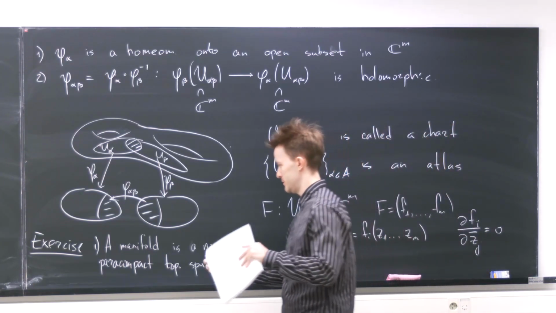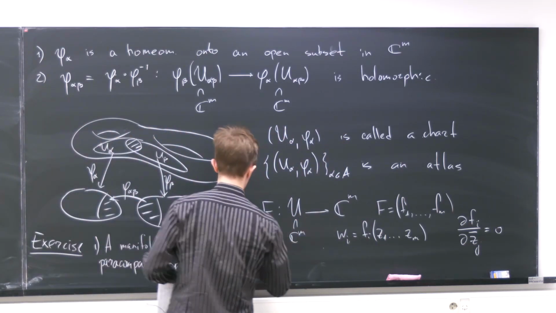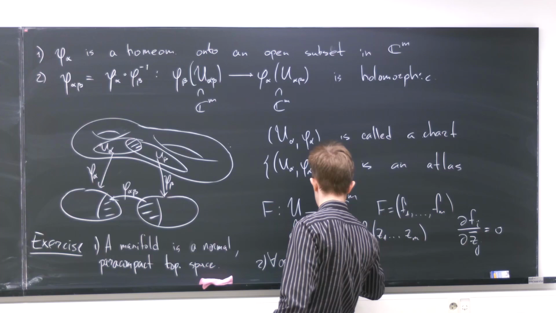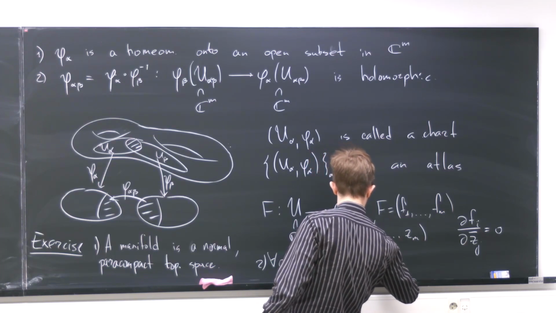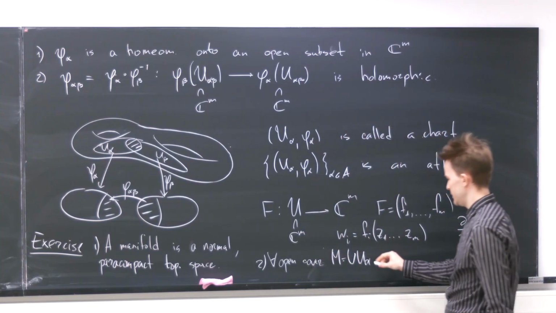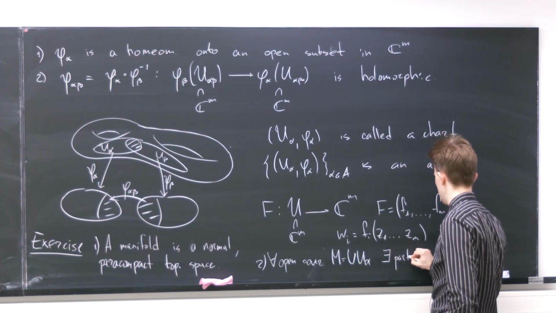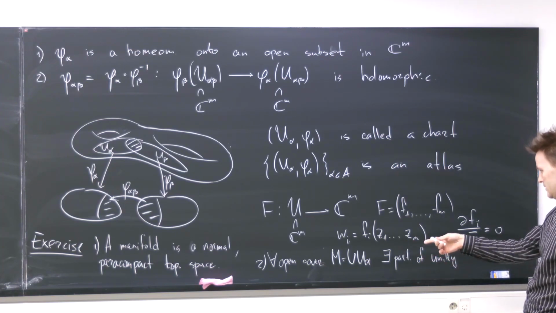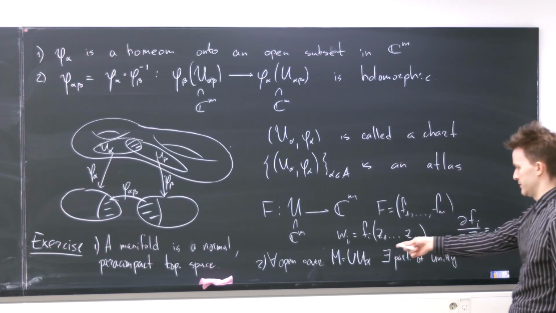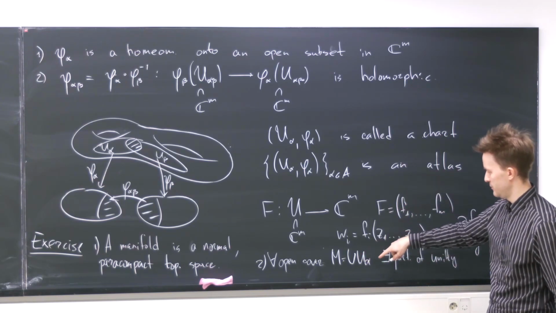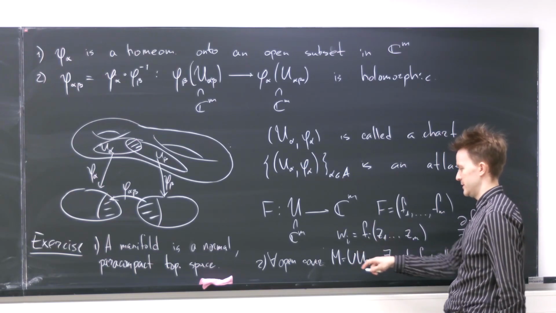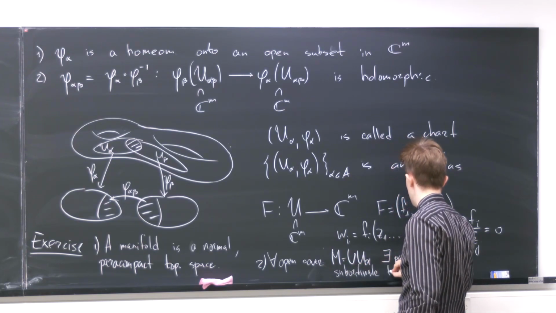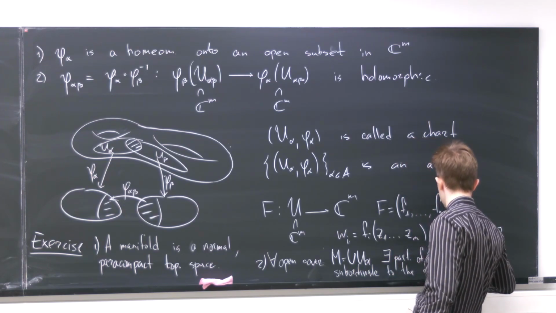So everybody is familiar with these notions, so maybe the second part of the exercise is to check that for any open cover there is a partition of unity subordinated to this cover, so that the support of every element of this partition of unity lies in one of those open subsets U alpha, so subordinate to the cover. Okay, good.